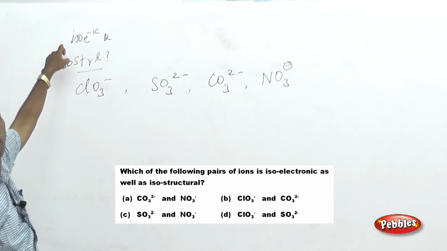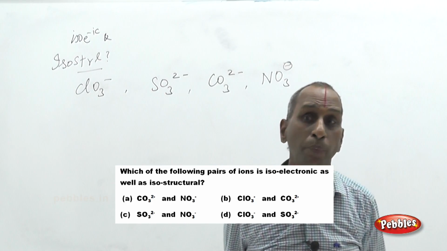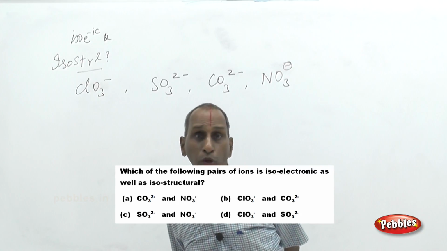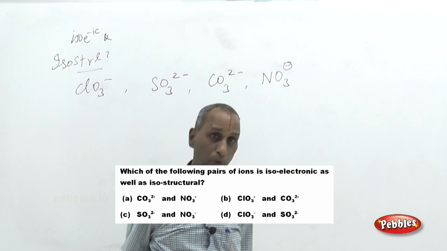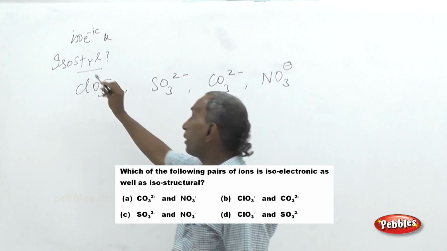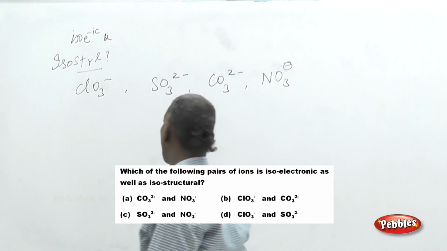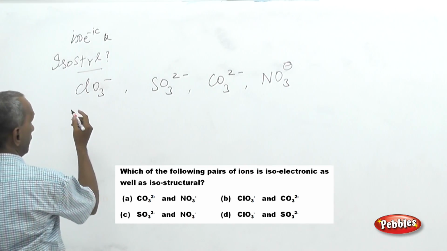First we have to recall what is meant by isoelectronic. Isoelectronic means species with the same number of electrons. Isostructural means species with a similar shape or similar structure. Iso means same. Same number of electrons means isoelectronic. Same structure means isostructural. First, let us see the number of electrons in all the cases.